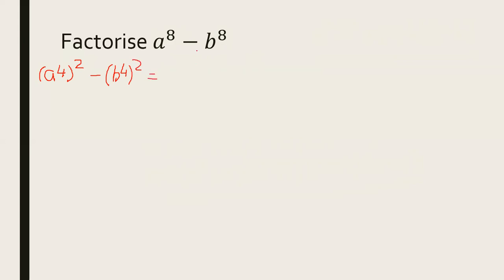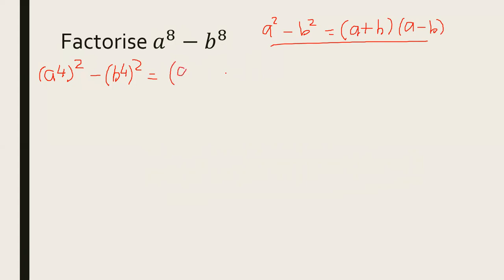According to the rule that a squared minus b squared equals a plus b times a minus b, we're going to use this rule. So we could factorize it to become a to the power 4 plus b to the power 4 times a to the power 4 minus b to the power 4.